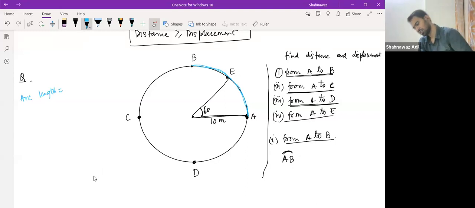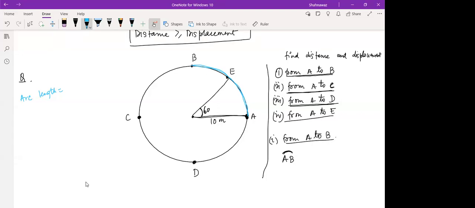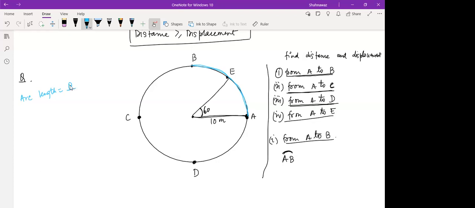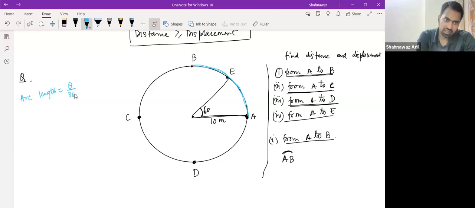Yes, what is the arc length? Do you remember? Oh, sir, L by 360. Yeah, so theta by 360 into 2 pi r. So do you remember now?